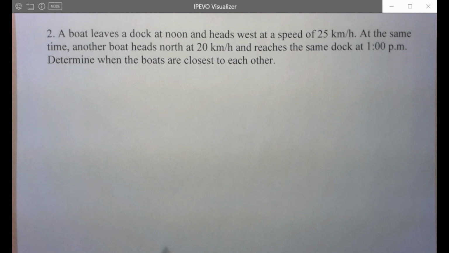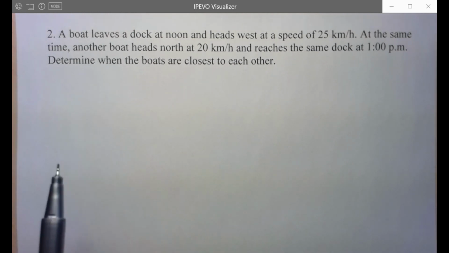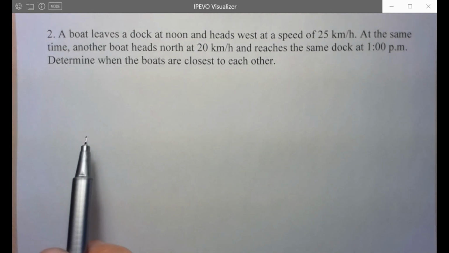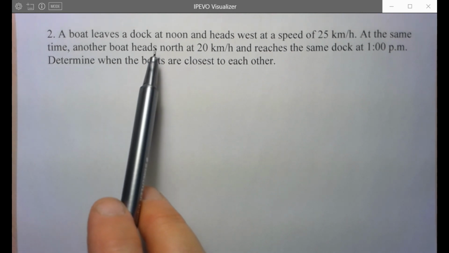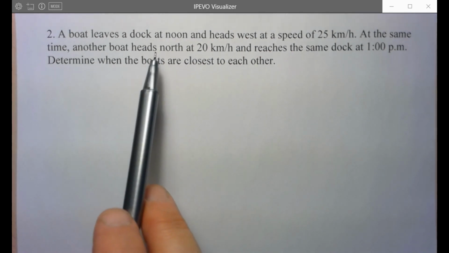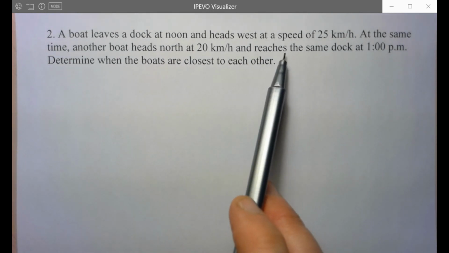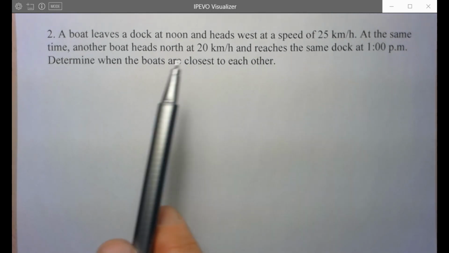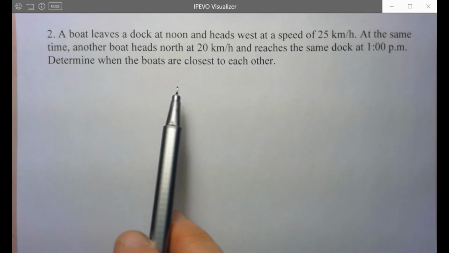So again, hopefully you've given this problem a try, at least try to draw a diagram. So let's see what's going on. We have a boat that leaves a dock and heads west at a given speed, and at the same time another boat heads north at a given speed and reaches the same dock at 1 p.m. And we want to determine when the boats are closest to each other.